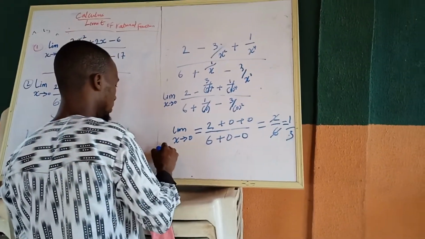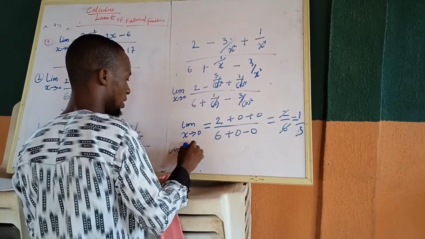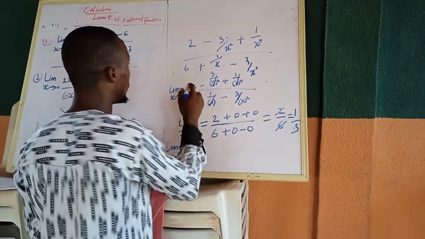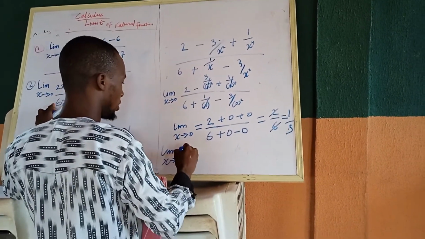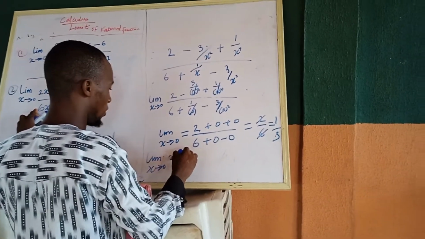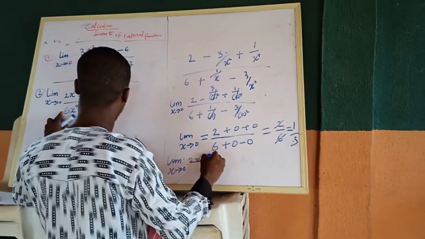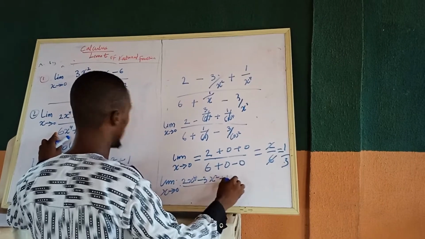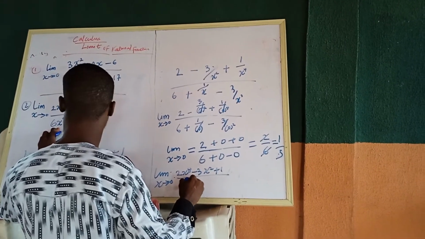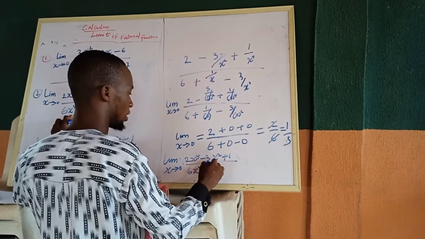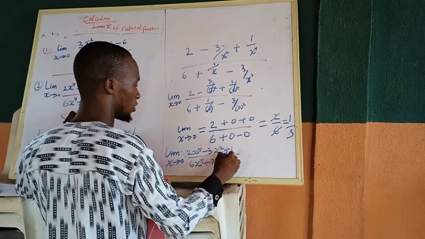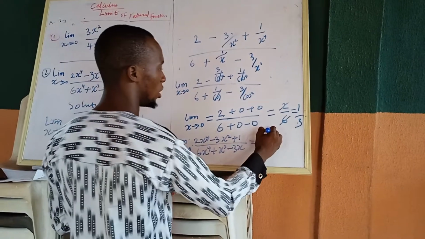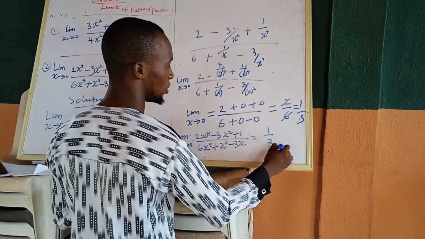So the limit as x tends to 0 of (2x⁴ - 3x² + 1) over (6x⁴ + x³ - 3x) is equal to 1 over 3. So this is your final answer.